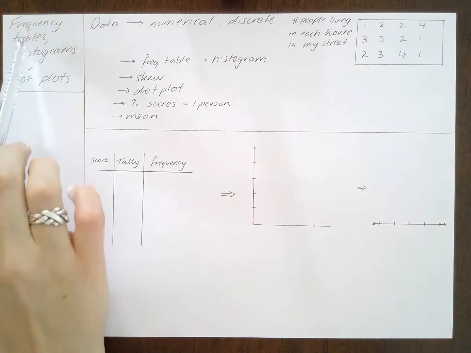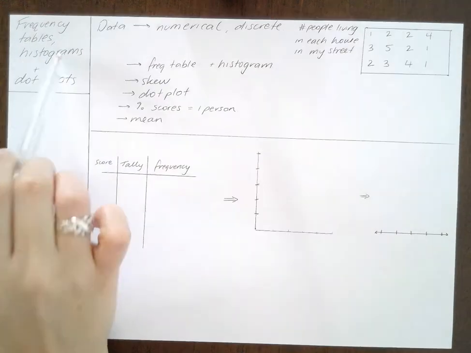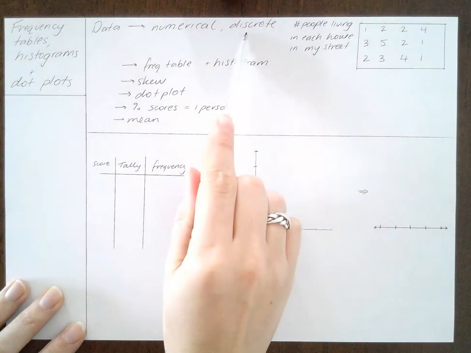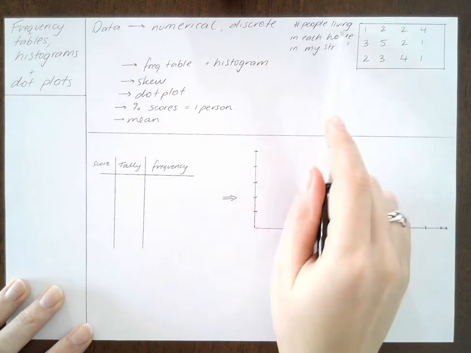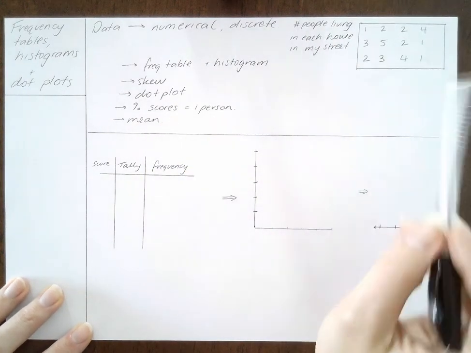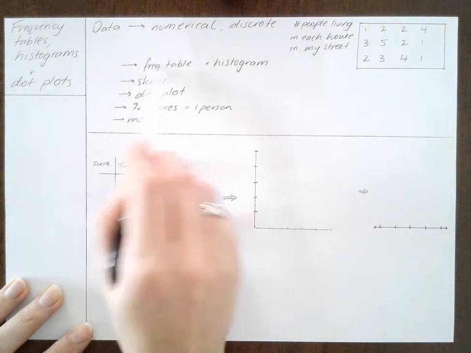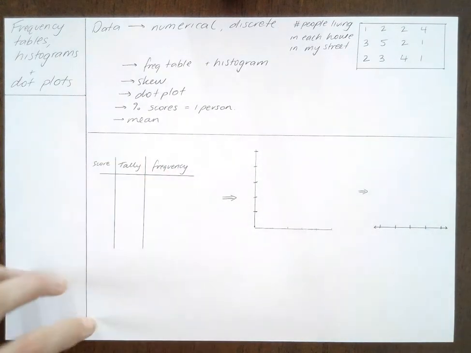In this lesson, we are making a frequency table from some data, a histogram, and then a dot plot. So we are using numerical discrete data this time, and we're looking at the number of people living in each house in my street. There's my data. I've got 1, 2, 3, 4, 5, 6, 7, 8, 9, 12 data points. We are going to do all these things first and talk about the skew as well.